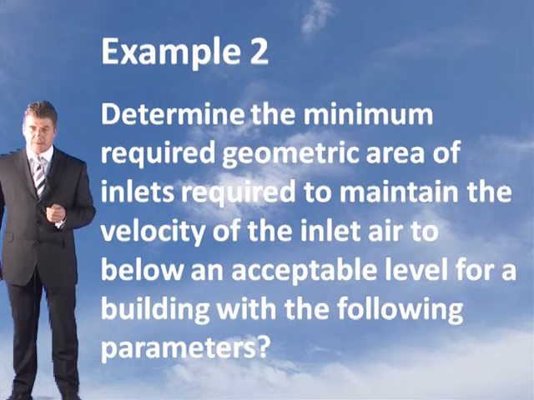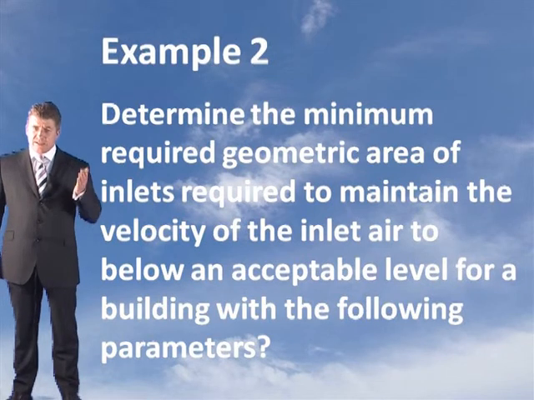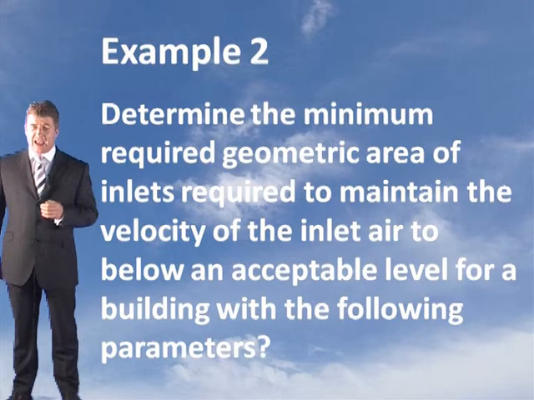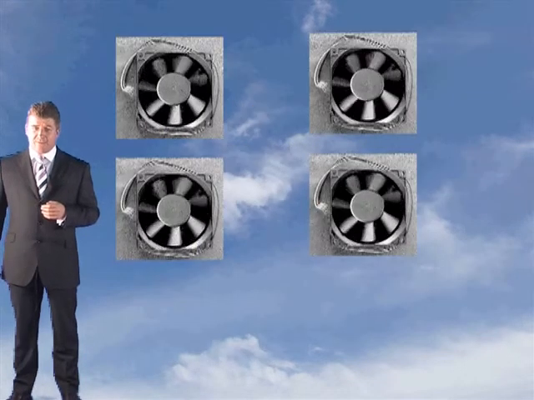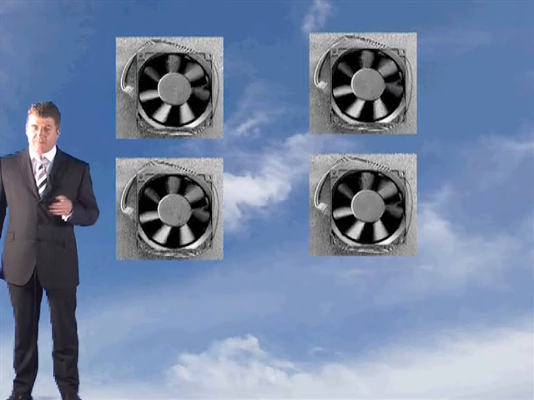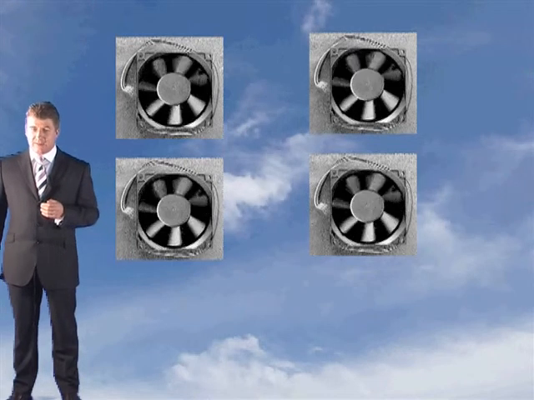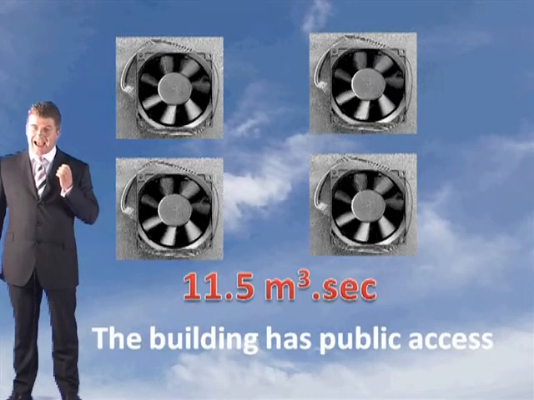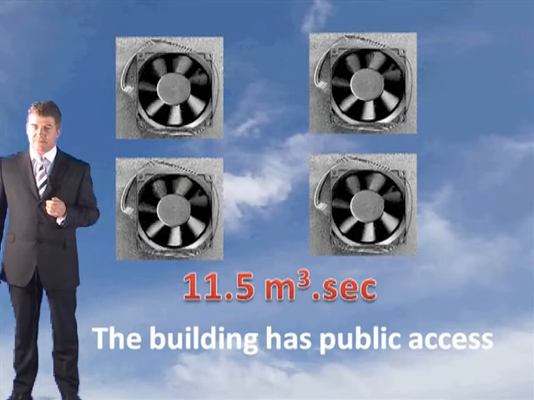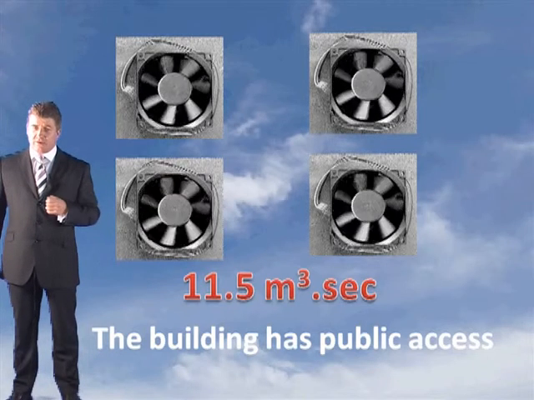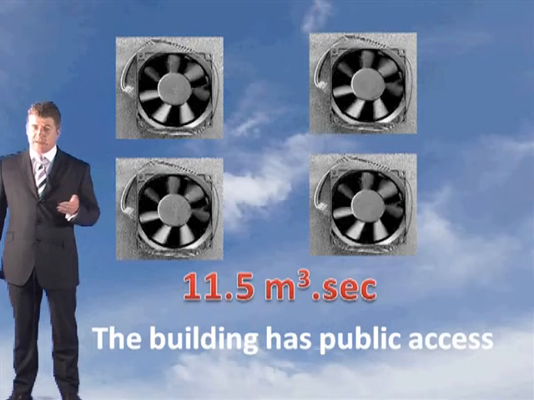Let's do another example. Example 2. Determine the minimum required geometric area of inlets required to maintain the velocity of the inlet air to below an acceptable level for a building with the following parameters. You've got 4 fans all operating at 11.5 meters cubed per second, and the building has got public access. Again, public access. So, the inlets have a coefficient of 0.6, we knew that. The building has public access.